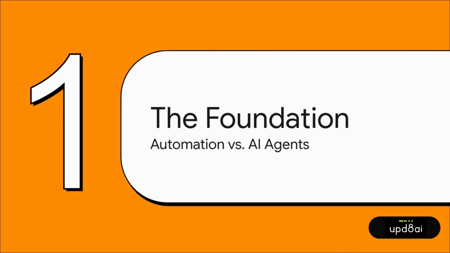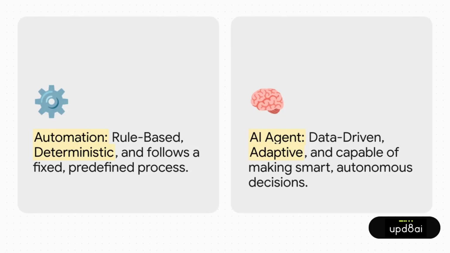So to get there, we've got to lay down some groundwork first. Before we can build any of this cool stuff, we really need to nail the basics. And that starts with one simple thing. What's the real difference between just automation and an AI agent? And this really breaks it down nicely.